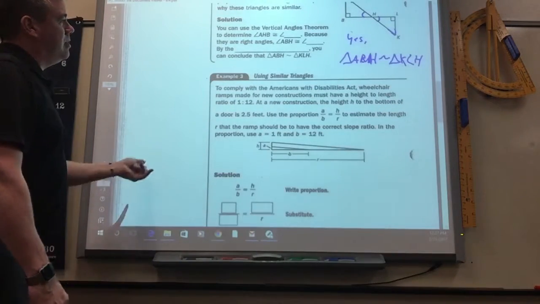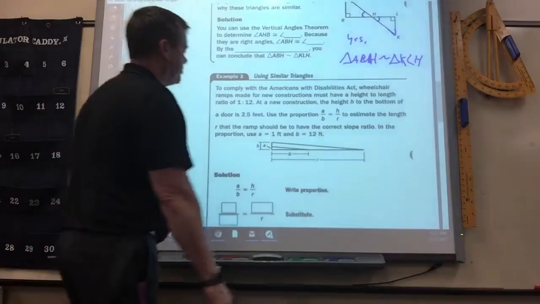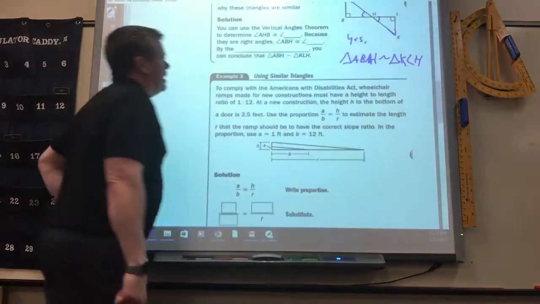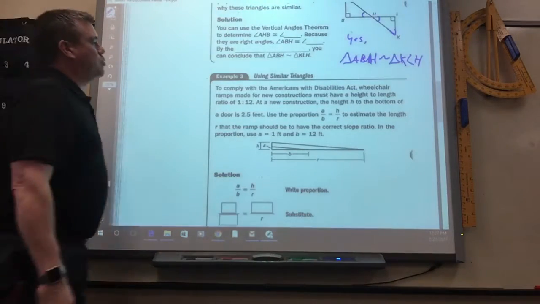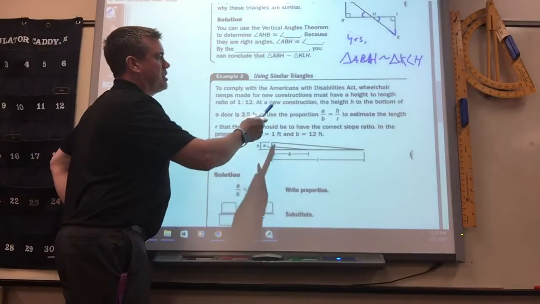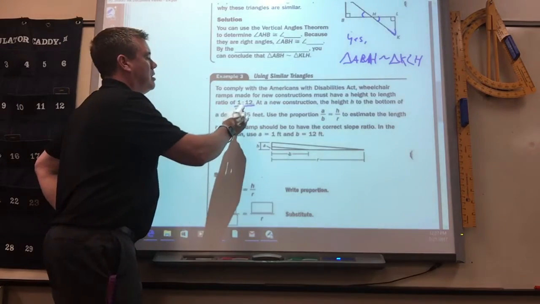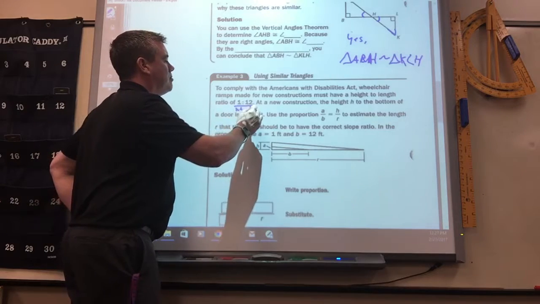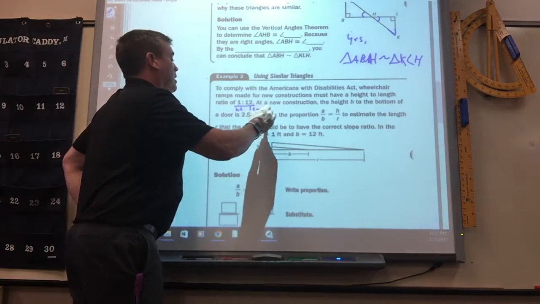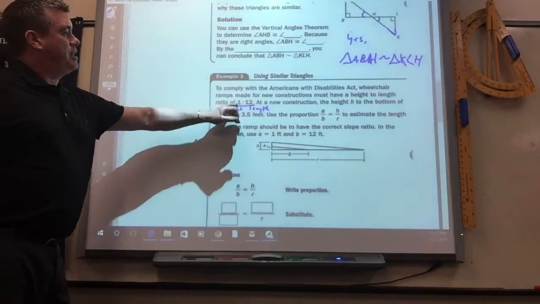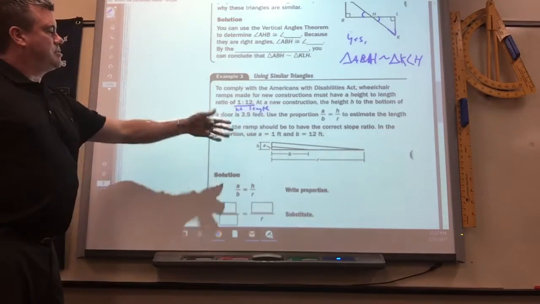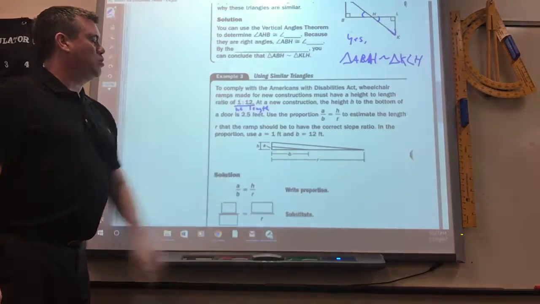Okay, here's one using a proportion. The American Disabilities Act says wheelchair ramps made for new constructions must have a height to length ratio of 1 to 12. That means if the height's 1 foot, the length has to be 12, or if it's 1 yard, it has to be 12 yards.